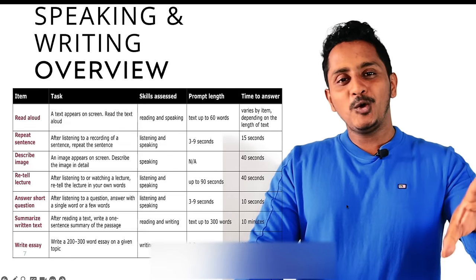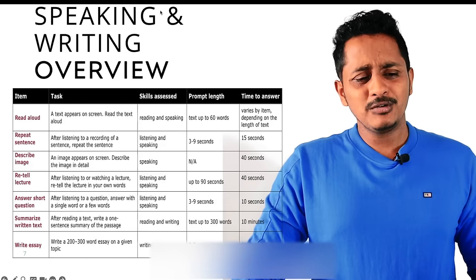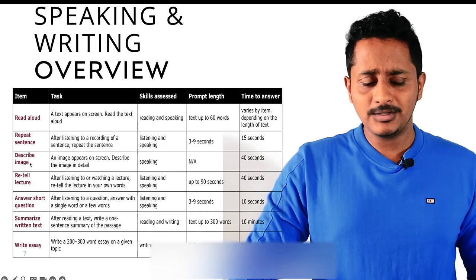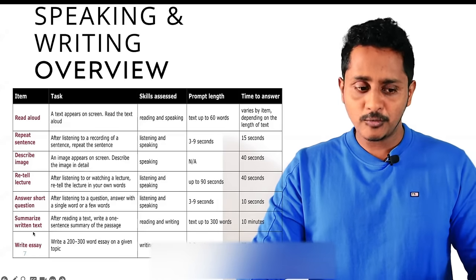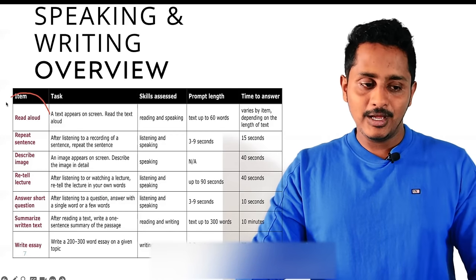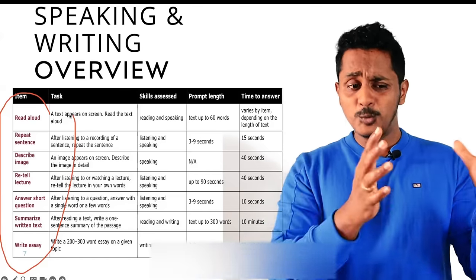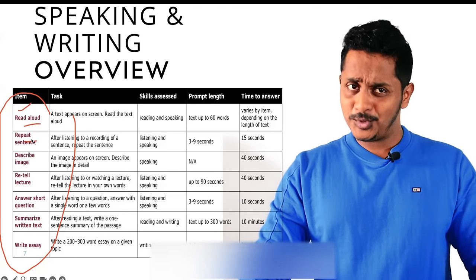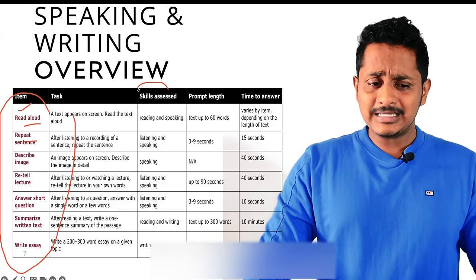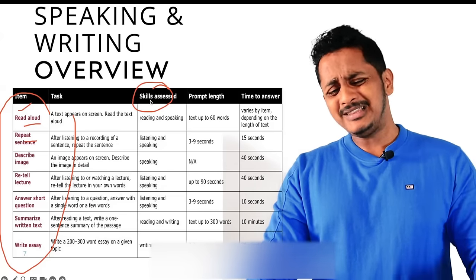So speaking and writing over, you can just take a picture of it. There are 7 modules: read aloud, repeat sentence, describe image, retell lecture, answer short question, summarize written text and essay. All these 7 are grouped into one. What these are individually, we're going to see in just a while. Skills assessed also, we will see in just a while. This is for your reference.